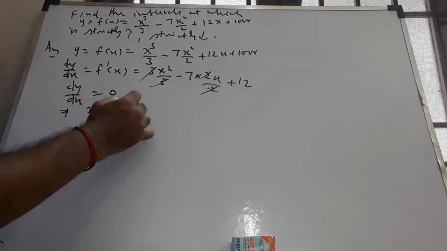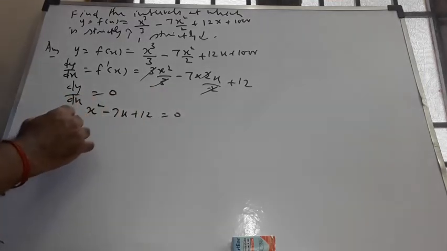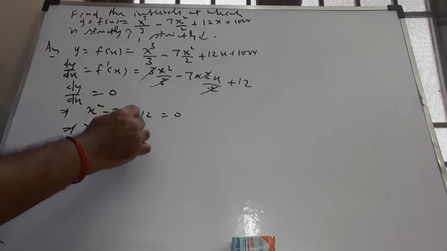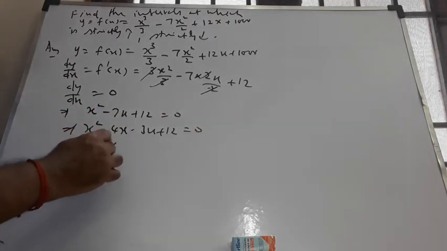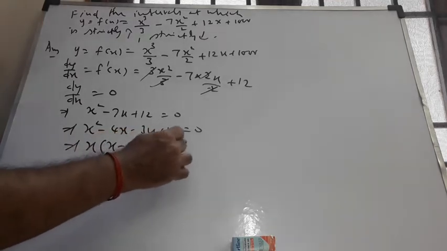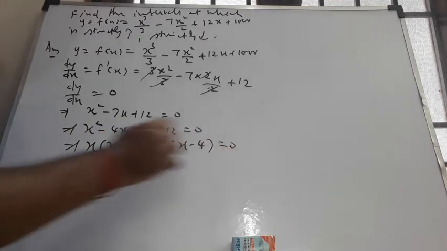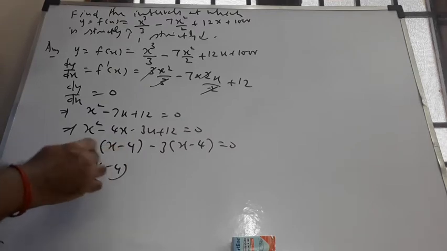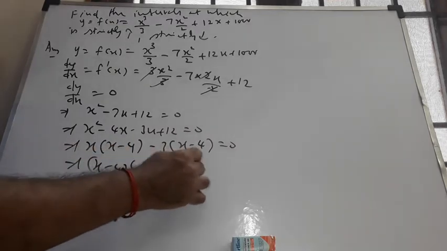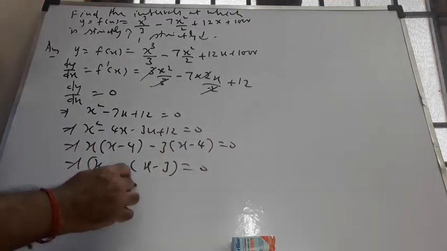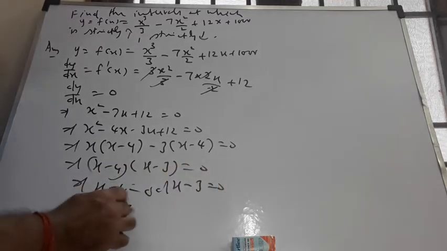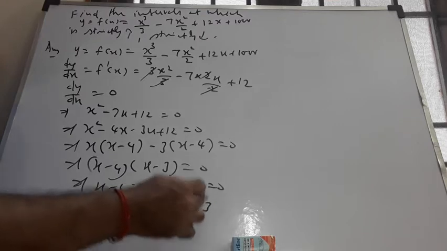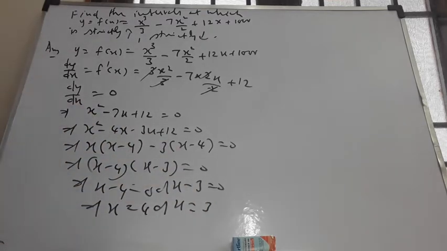X square minus 7x plus 12 is equal to 0, which implies x square minus 4x minus 3x plus 12 is equal to 0, which implies x into x minus 4 minus 3 into x minus 4 is equal to 0, implies x minus 4 into x minus 3 is equal to 0, implies x minus 4 is equal to 0 or x minus 3 is equal to 0, implies x is equal to 4 or x is equal to 3.